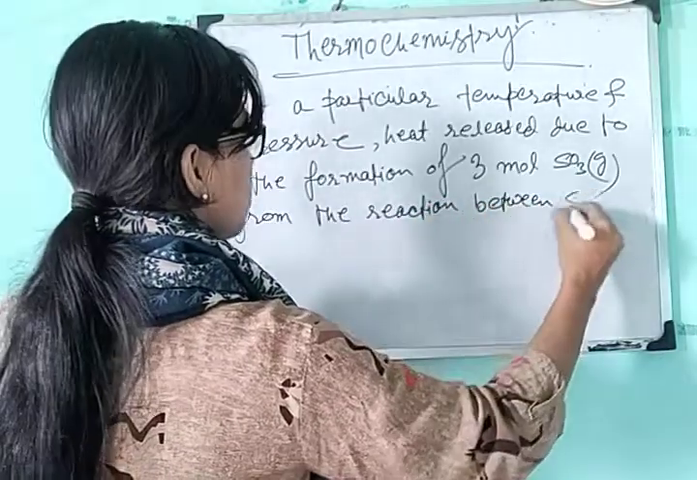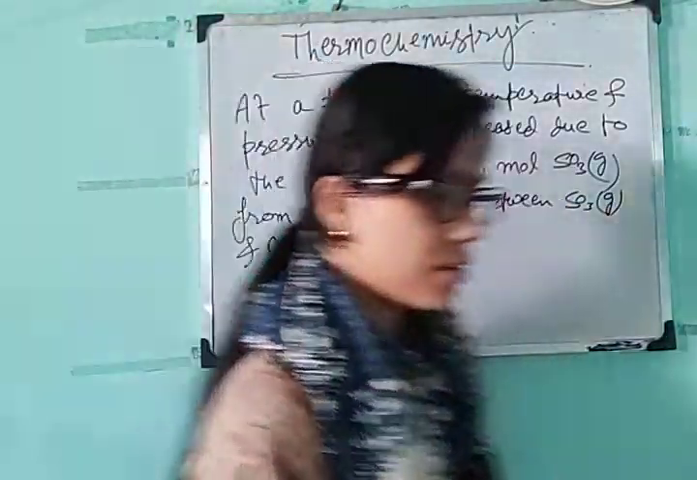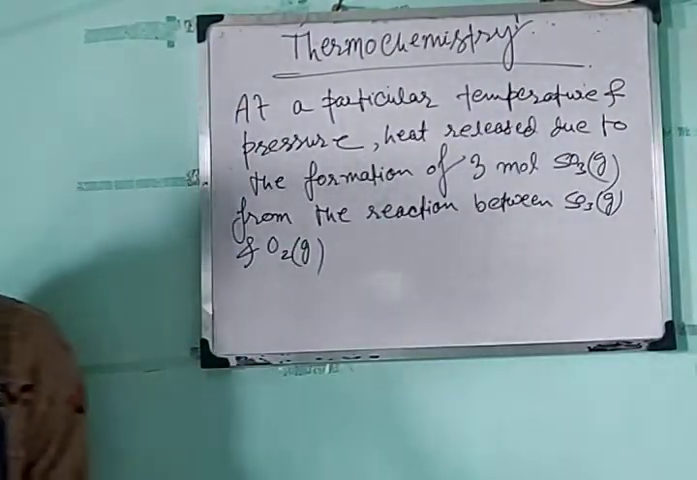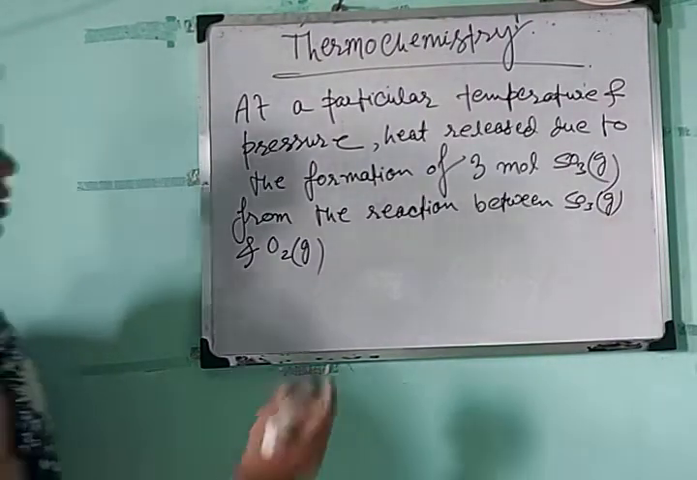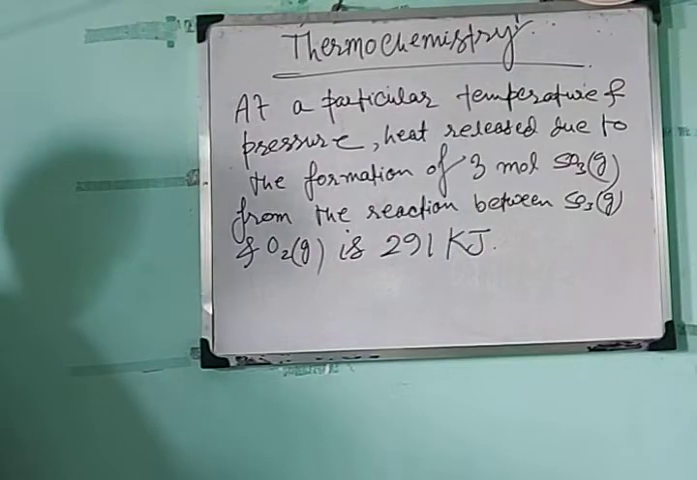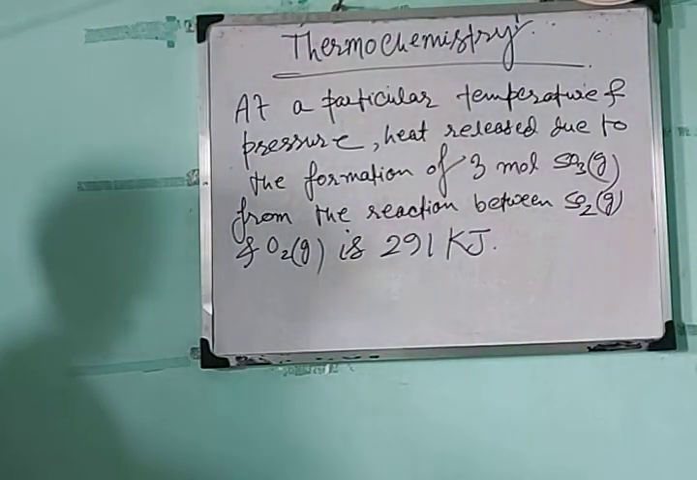from the reaction between sulfur dioxide and oxygen gas, this reaction is happening giving out 291 kilojoule of heat. So at a particular temperature and pressure, heat released due to the formation of 3 mole sulfur trioxide gas from the reaction between sulfur dioxide gas and oxygen gas is 291 kilojoule. This reaction is giving out 291 kilojoule of heat.